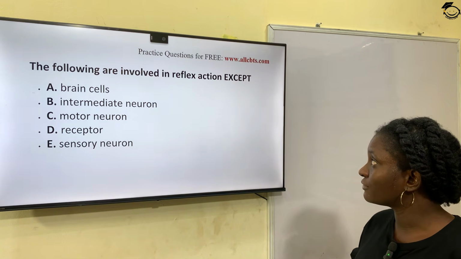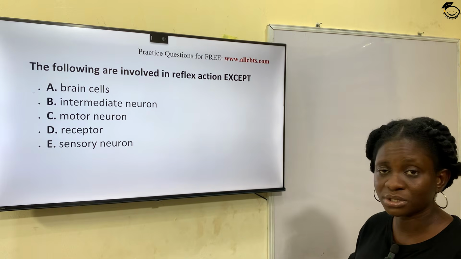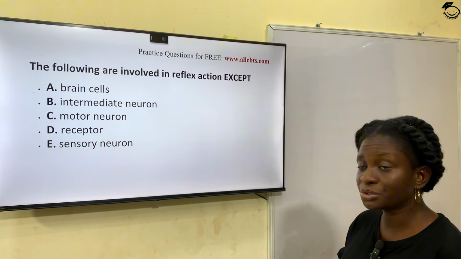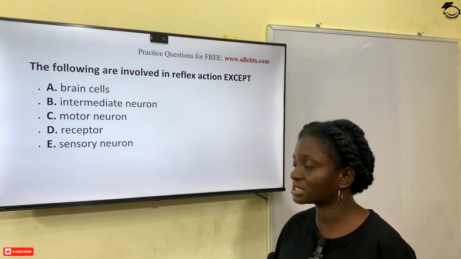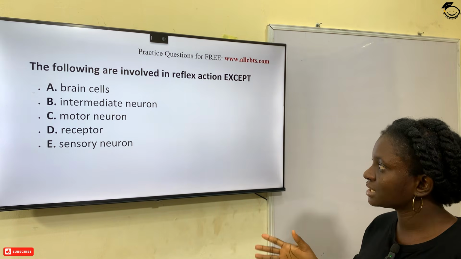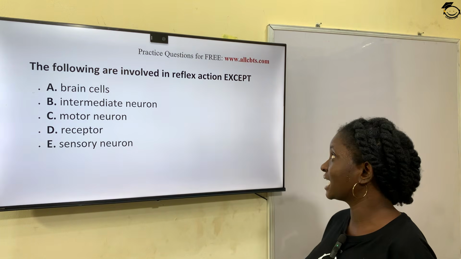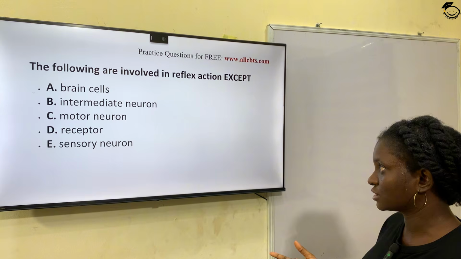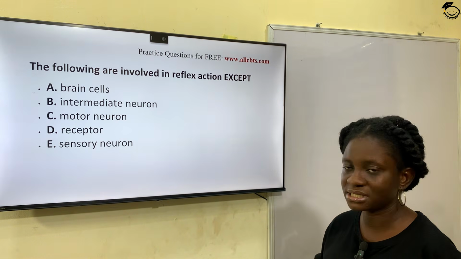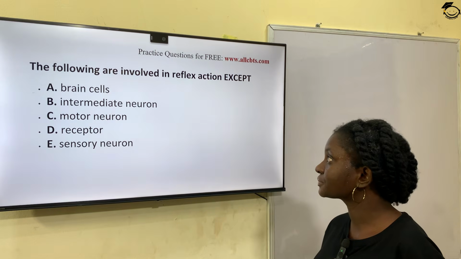So we have option A, brain cells; B, intermediate neuron; C, motor neuron; D, receptor; E, sensory neuron. So intermediate neuron, motor neuron, receptor, sensory neuron, they are involved in reflex action except brain cells. So the correct answer is option A, brain cells.